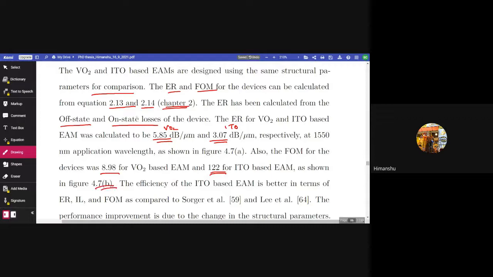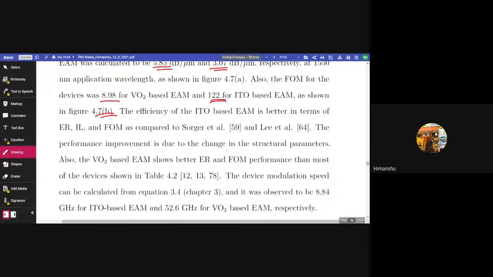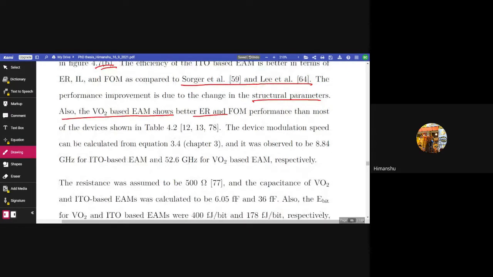The efficiency of the ITO based EAM is better in terms of ER, IL, and FOM as compared to Sorger et al., reference 59, and Lee et al., reference 64. The performance improvement is due to the change in the structural parameters. Also, the vanadium dioxide based EAM shows better ER and FOM performance than most of the devices shown in table 4.2, reference 12, reference 13, reference 78.